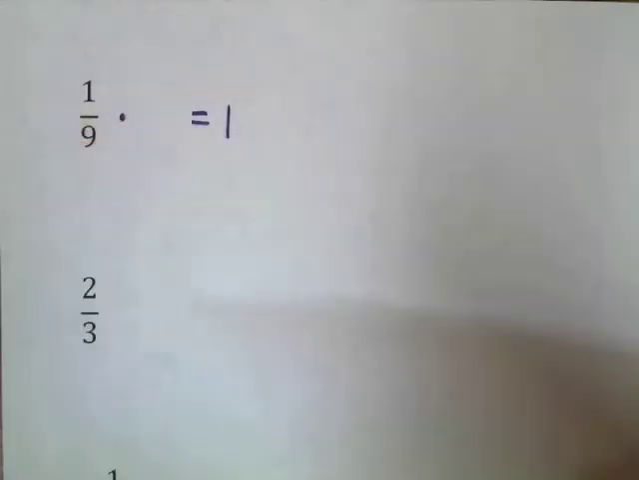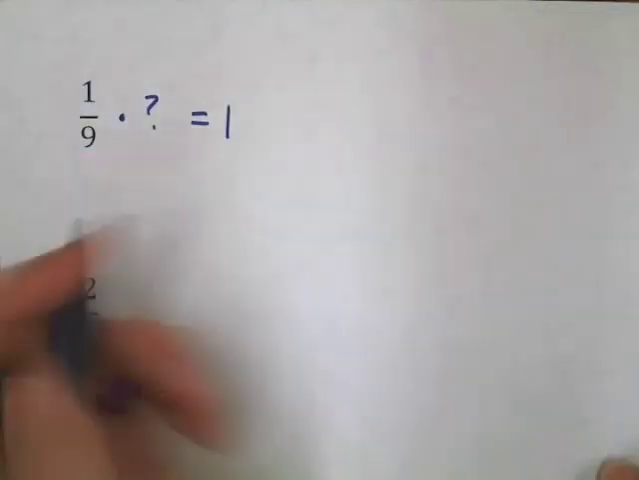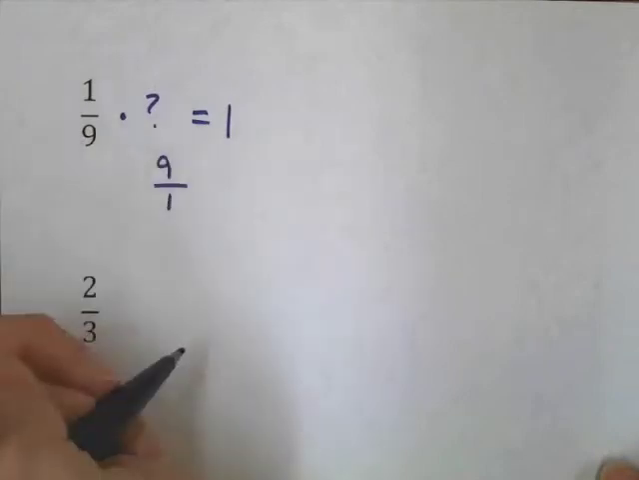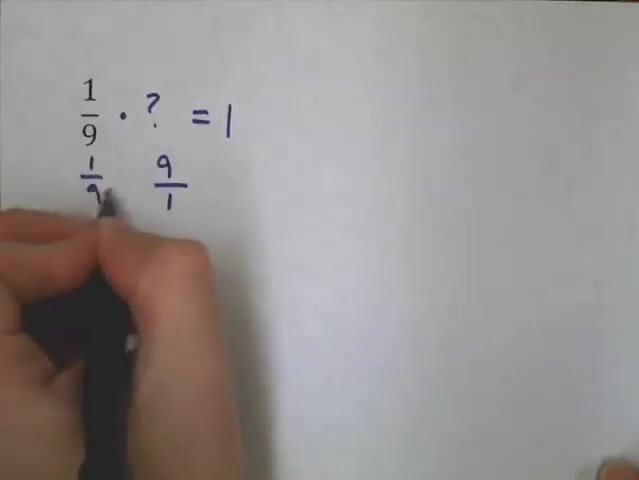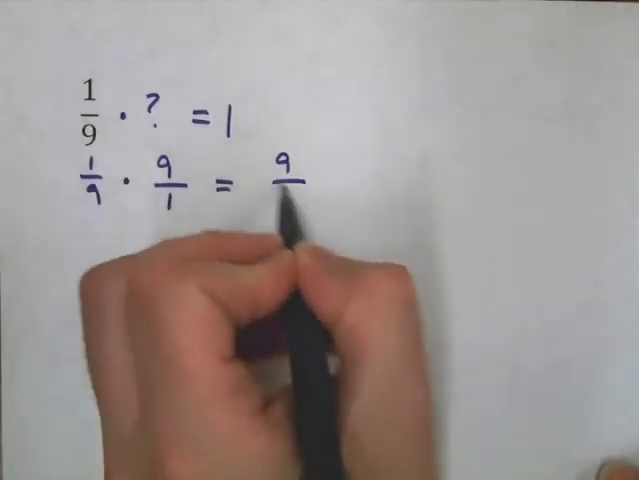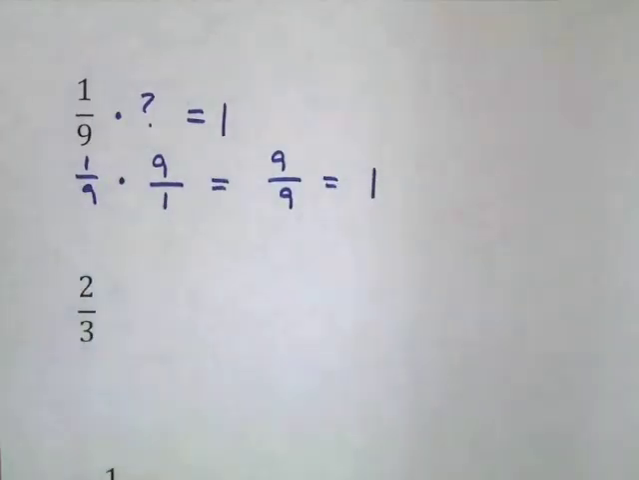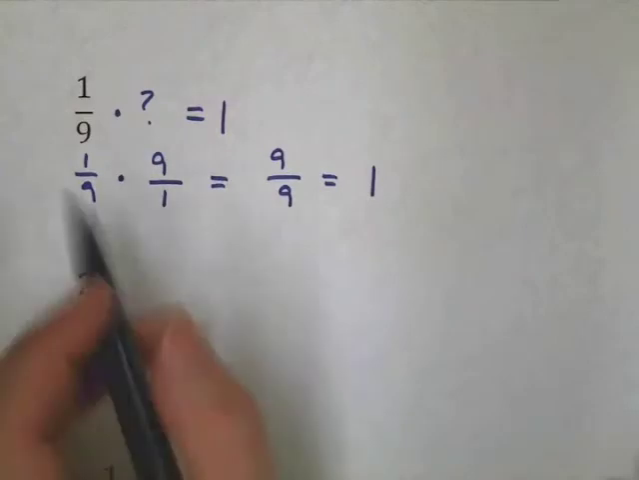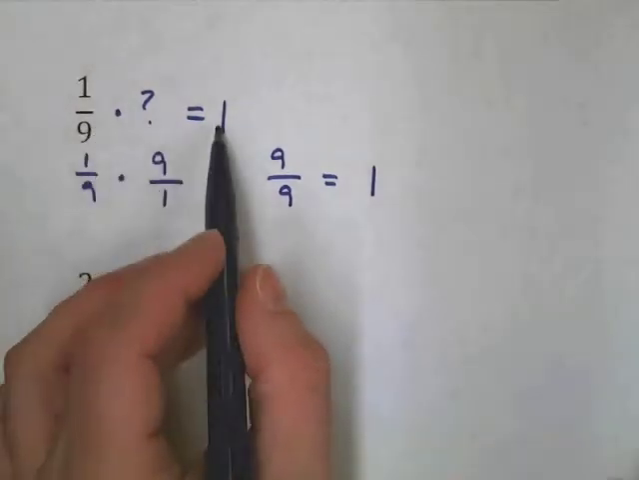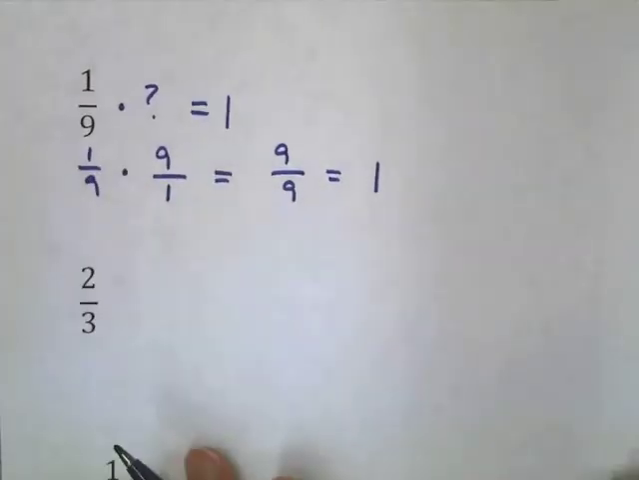So if I multiply 1/9 by some number, I should come up with 1. Well, the inverse of 1/9 is 9 over 1. So if I multiply 1/9 times 9 over 1, I come up with 9/9, and 9/9 is equal to 1. That is the definition of a reciprocal. If I have a number here, if I multiply it by something, I should come up with 1, and that something is the reciprocal.